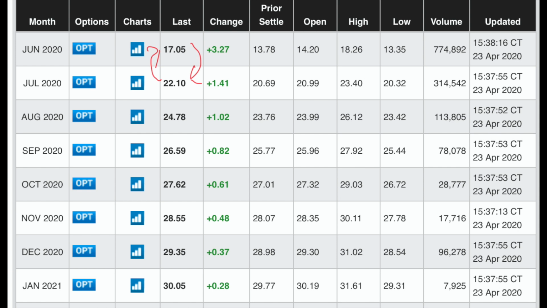Now, good news for USO would be if, let's say, these numbers were swapped around. So let's say the June contracts were trading at 22 and the July contracts were trading at 17. That would actually be really good news for USO. That would be what's called backwardation. And that's a really positive thing because essentially they're going to get a lot more contracts than what they had in the past.